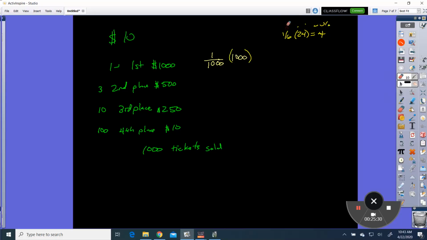We say this is the probability, this is the event, the probability of this event. So the probability of getting this event of $1,000 is 1 out of 1,000. The probability of getting $500 is 3 out of 1,000 people. The probability of getting $250 is 10 out of 1,000. The probability of getting $100 is 100 out of 1,000.